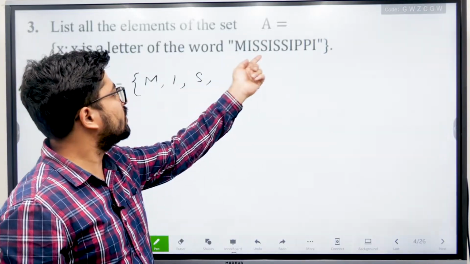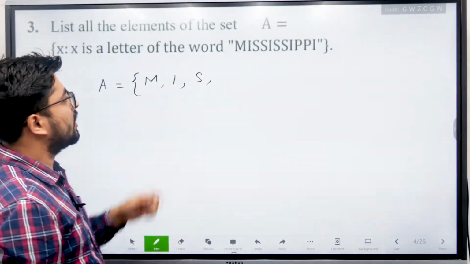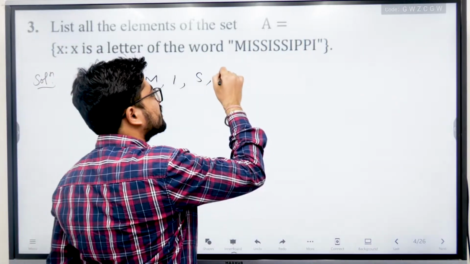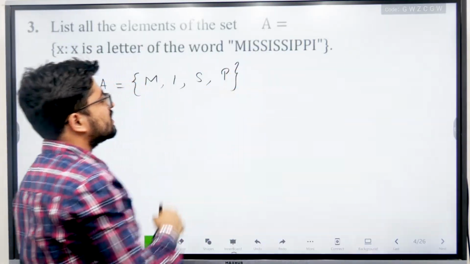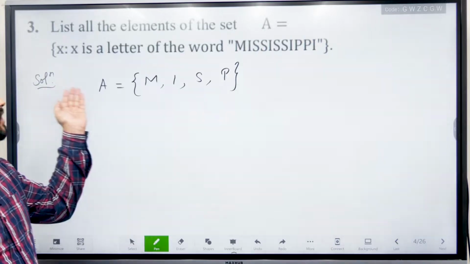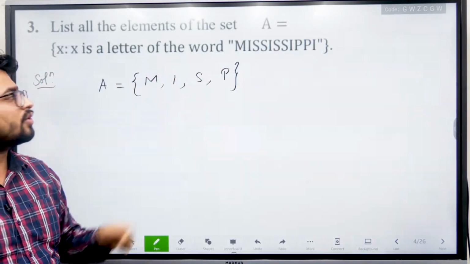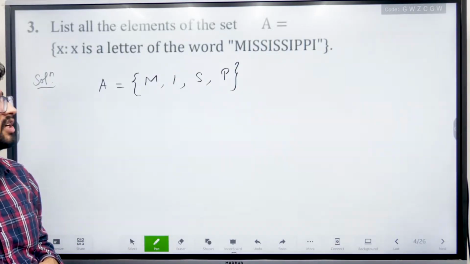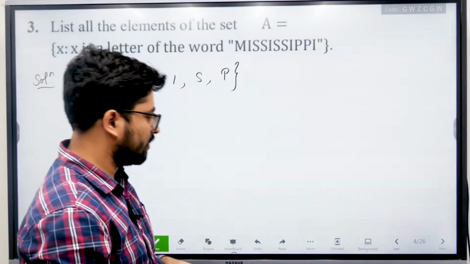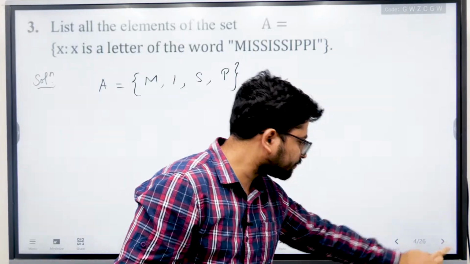So you cannot repeat an element in your set. So M, I, S, and then the next letter is P. So these are the letters in the word Mississippi: M, I, S and P. You cannot repeat the same object in your set. Take care of that. Now let's move to the next one.